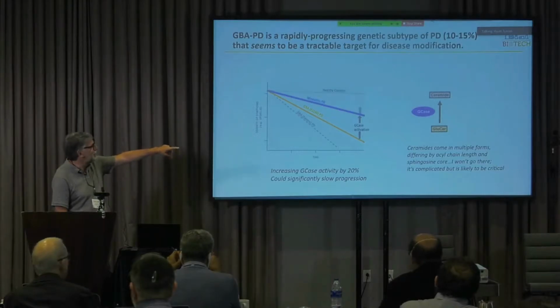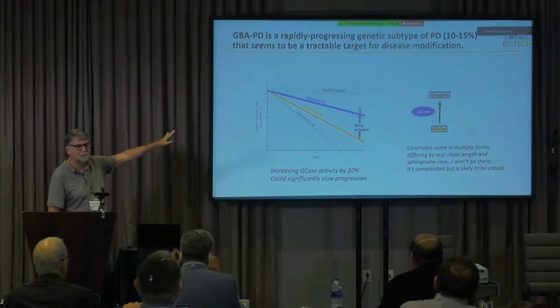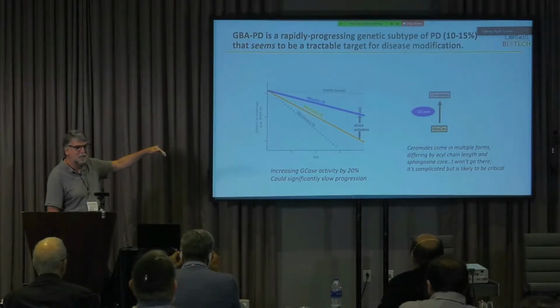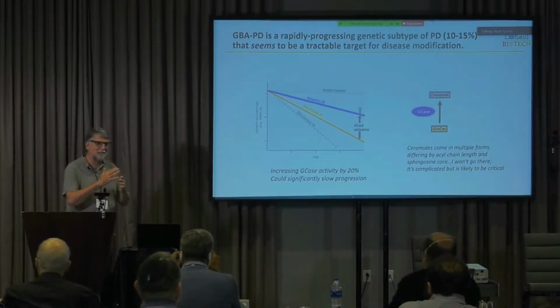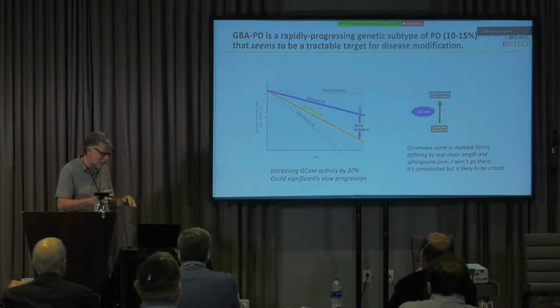And then we thought, okay, this is an enzyme, a simple enzyme. It hydrolyzes glucosylceramide to provide ceramide. So if you have a loss of activity, you should have more glucosylceramide and less ceramide. I was so proud of myself. That's very simple and reductionist.